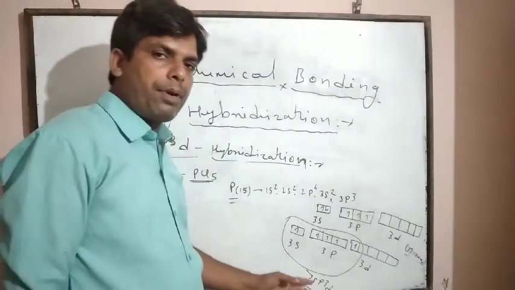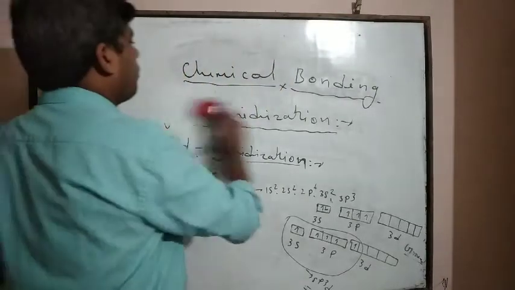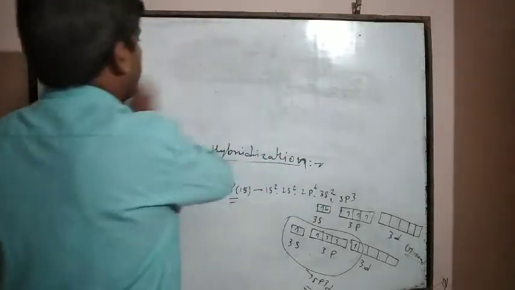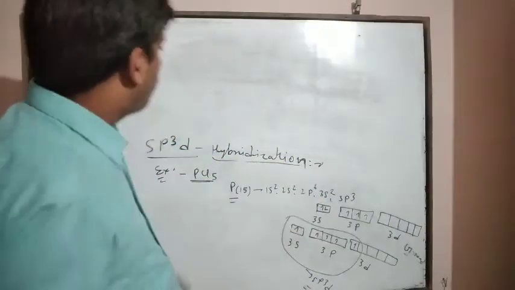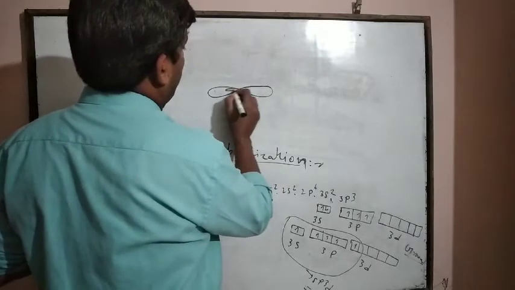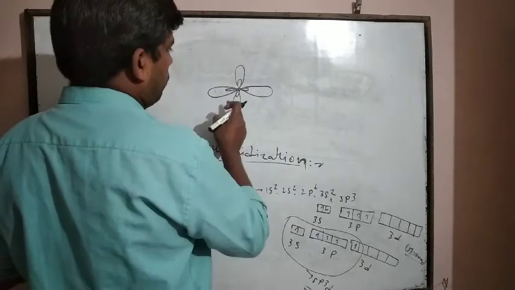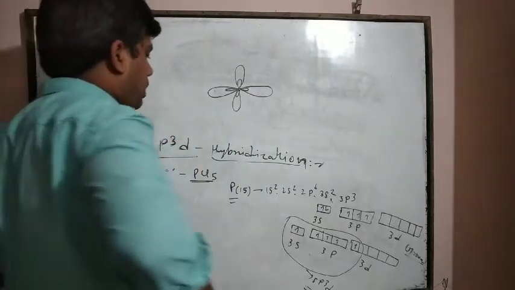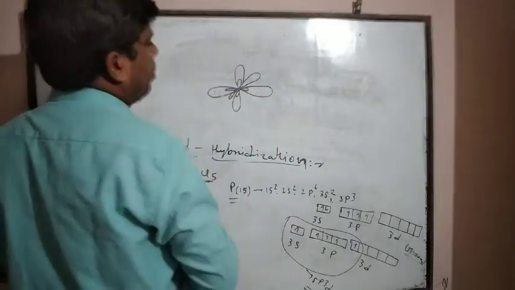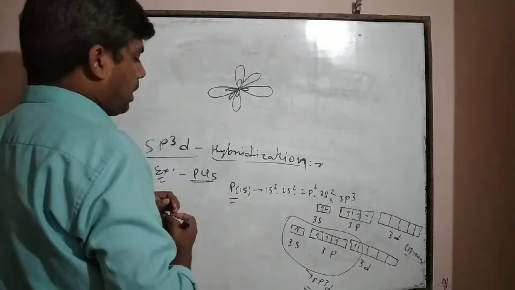Here 5 hybrid orbitals are formed. Now, with these 5 hybrid orbitals, the p orbitals of 5 chlorine atoms overlap.